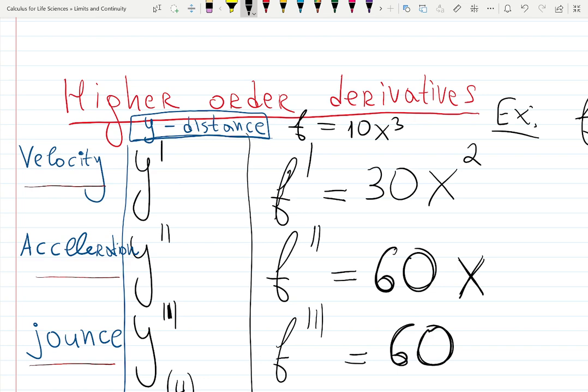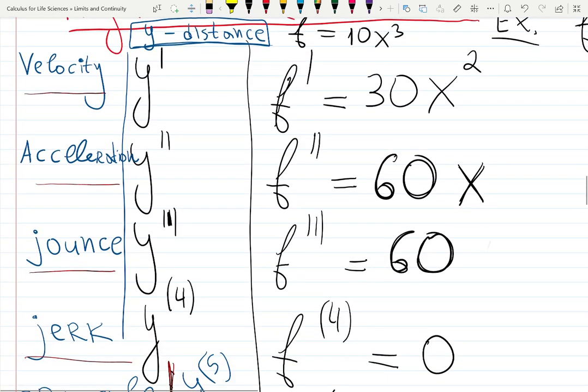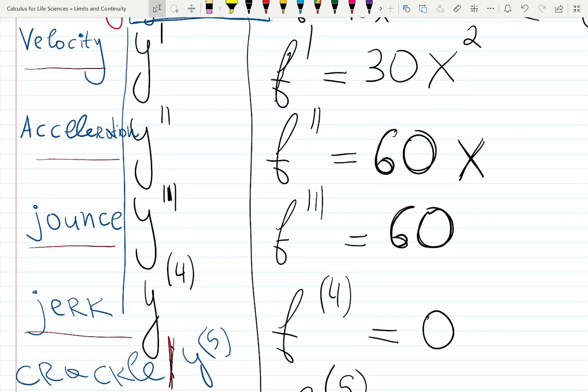What is going to be the fourth derivative now? What is the derivative of this? Zero. So the next derivative will be zero. If you check Wikipedia, the fourth derivative it calls snap, which is very interesting. And after the third derivative, people stop putting primes because it's going to be too messy. How many primes do you want to put, right? So internationally, we only put up to 3.